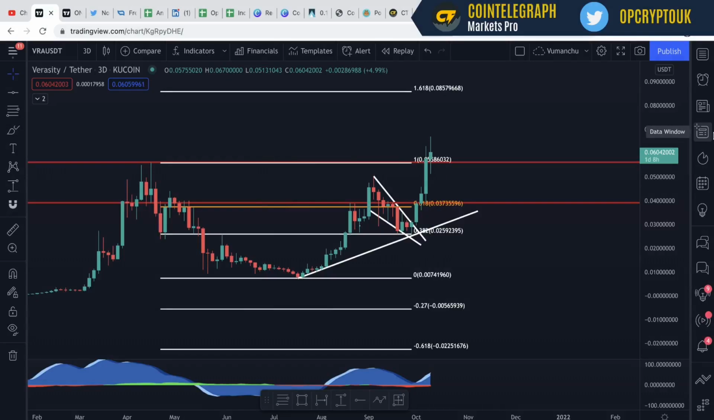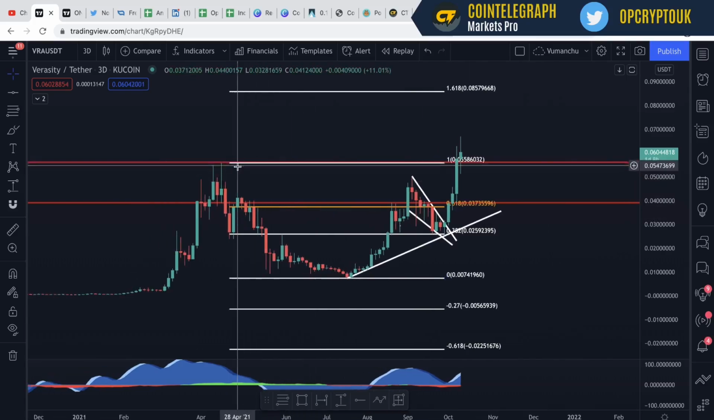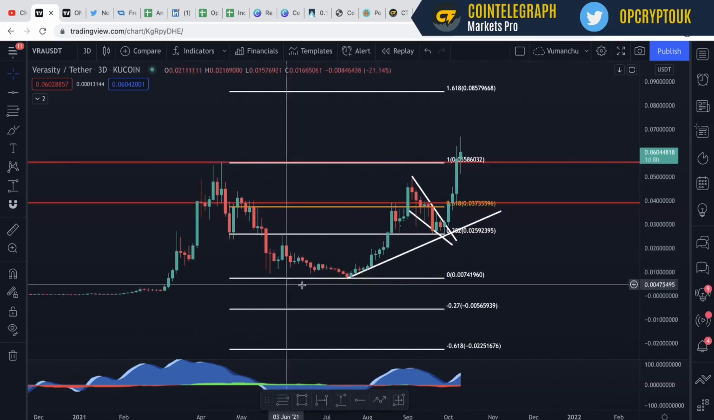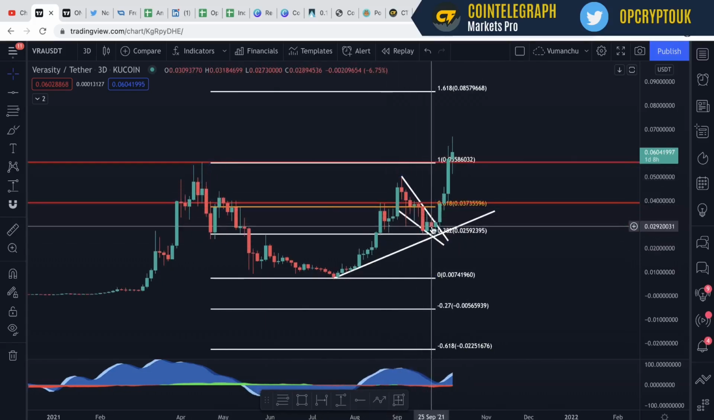Right guys, let's get straight into this. So this is Verasity Tether. I'm actually on a 3-day time frame at the minute and I'm using the Qcoin chart, just to get a broader perspective of what's going on the higher time frames. As you can see, we have had a huge cup and a handle breakout. Within that handle, we did have a falling wedge, which we did break out to the upside.